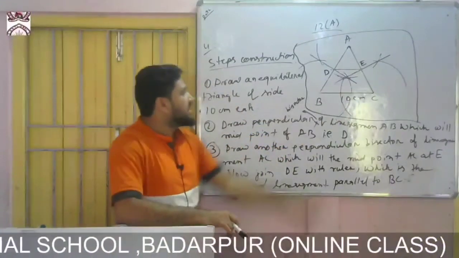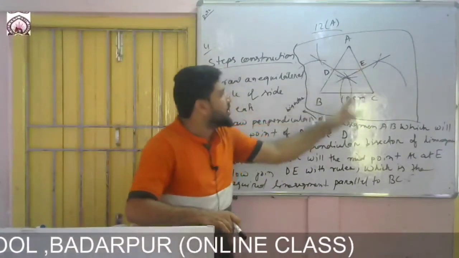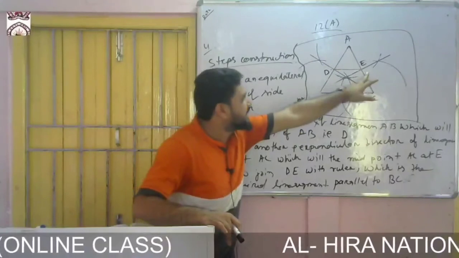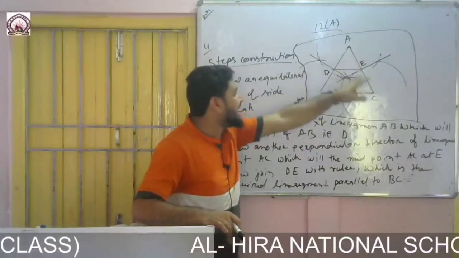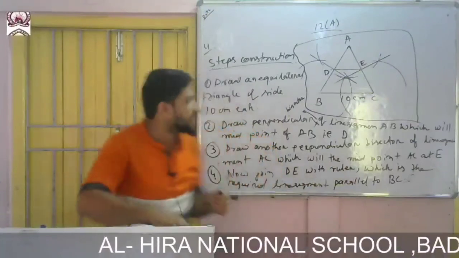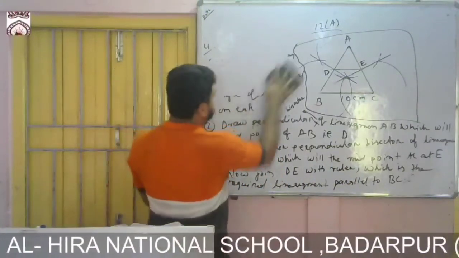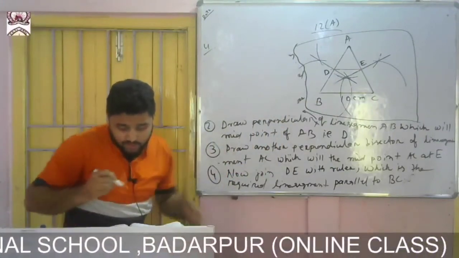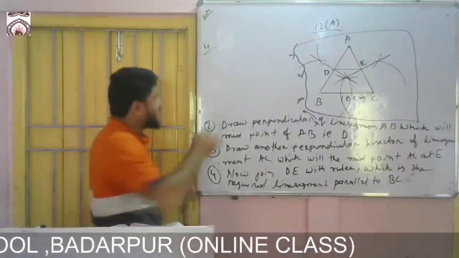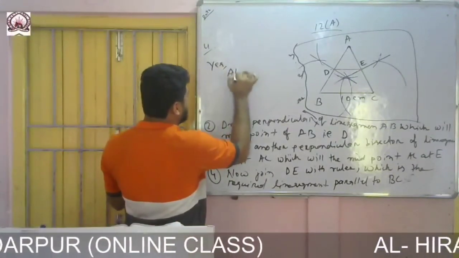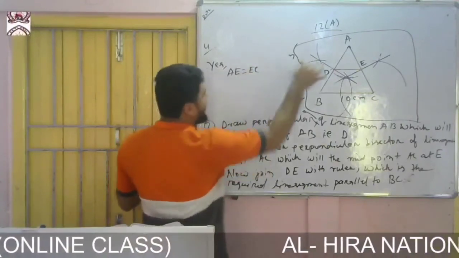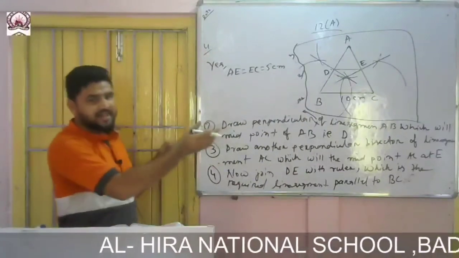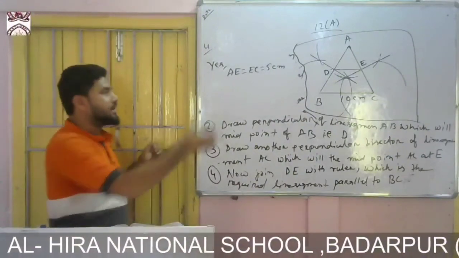Since it is an equilateral triangle, if D and E are the midpoints of AB and AC, then AE and EC will obviously be the same. So write: do you find AE equals EC? Yes, AE equals EC, equals 5 centimeter. I measured and found 5 centimeter. You can take any measurement, 10 centimeter or 20 centimeter or 8 centimeter, and you find it like this.